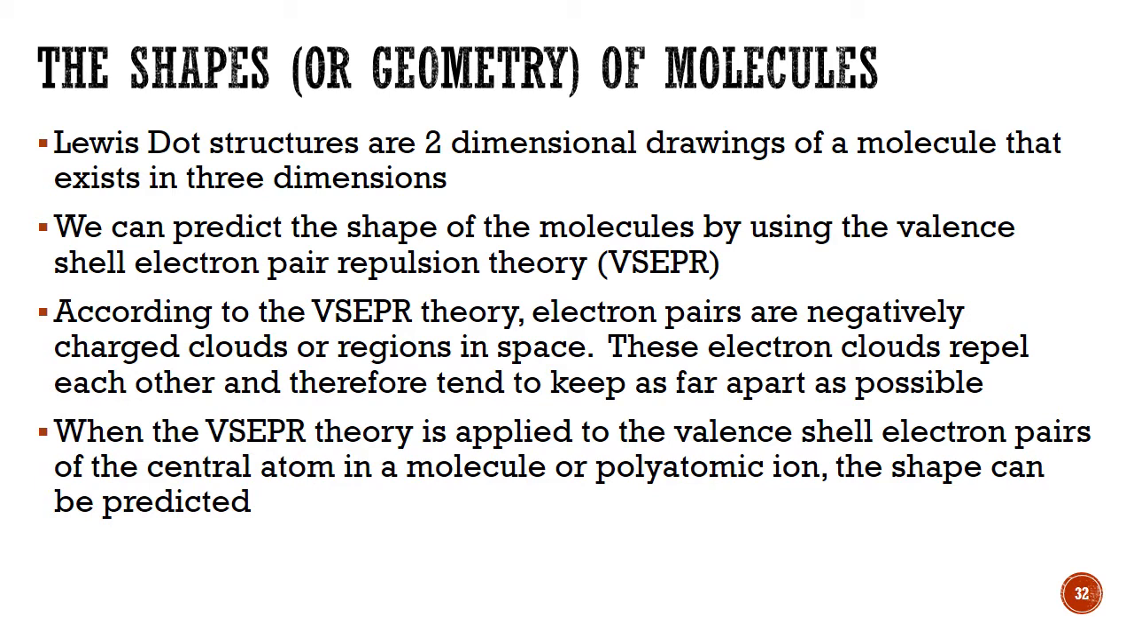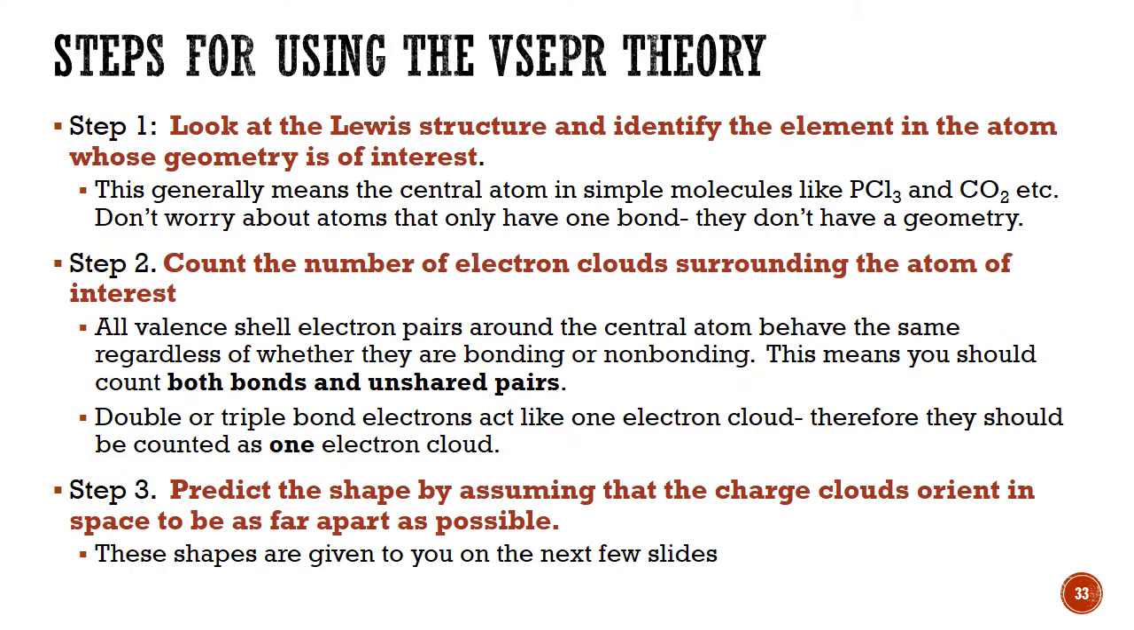So, if we apply the VSEPR theory to the electron pairs of a central atom, we can predict what the shape of that molecule will be. Okay, so this is what we're going to do. Look at the Lewis structure, identify the element whose geometry is of interest. Usually that's the center, but we've seen a few elements where there's more than one in the center, so we'll have to look at each of them individually, but generally the central atom.